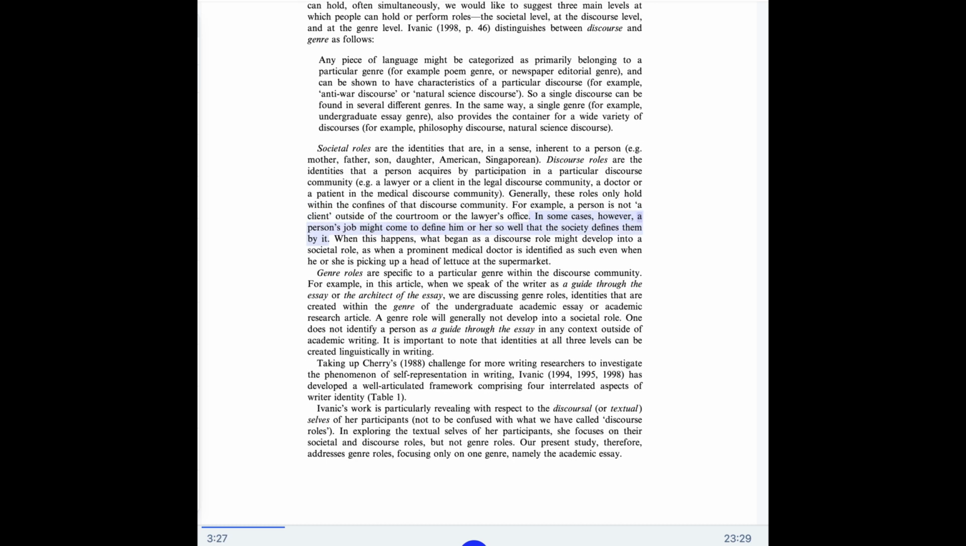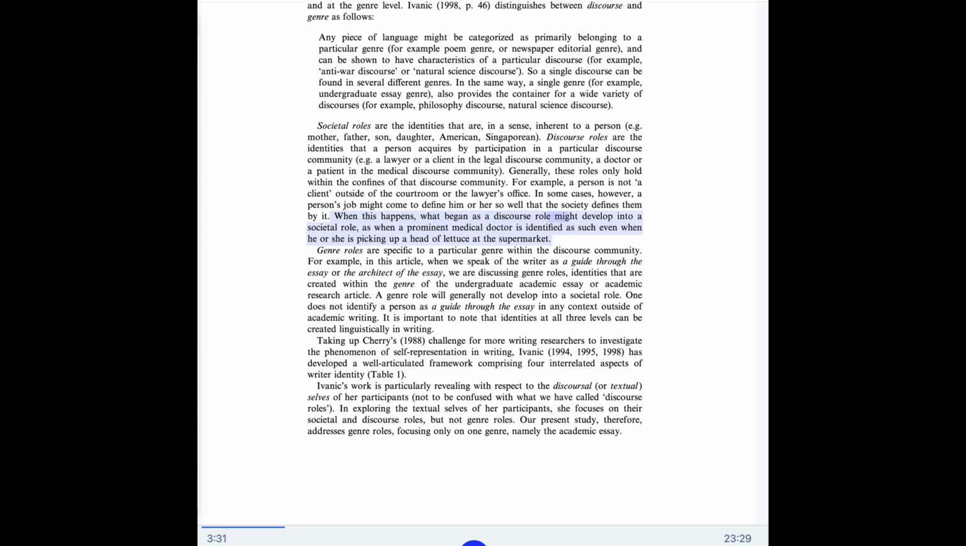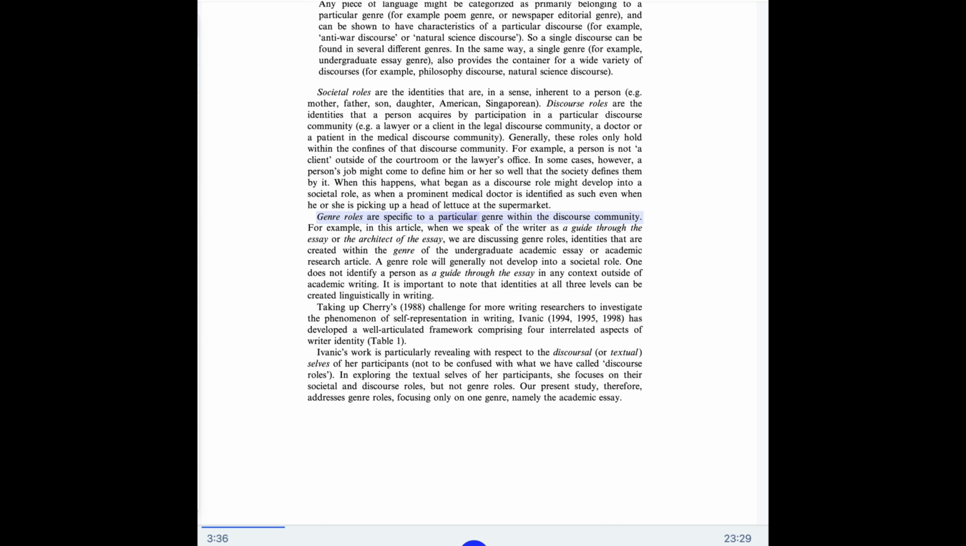In some cases, however, a person's job might come to define him or her so well that the society defines them by it. When this happens, what began as a discourse role might develop into a societal role, as when a prominent medical doctor is identified as such even when he or she is picking up a head of lettuce at the supermarket. Genre roles are specific to a particular genre within the discourse community.